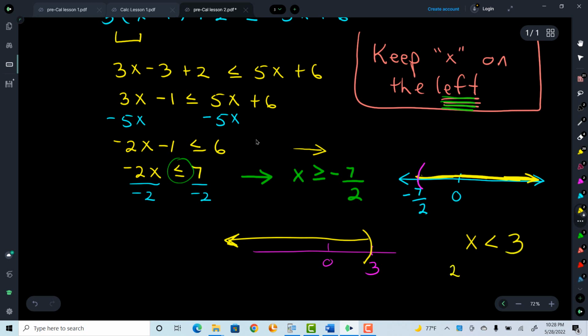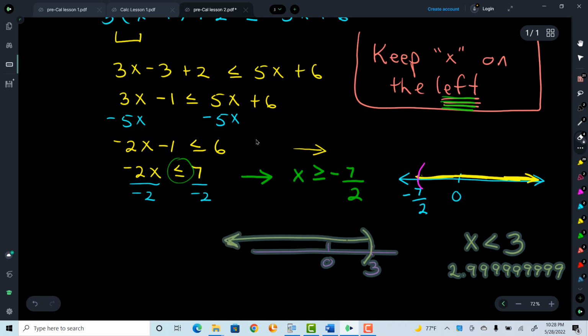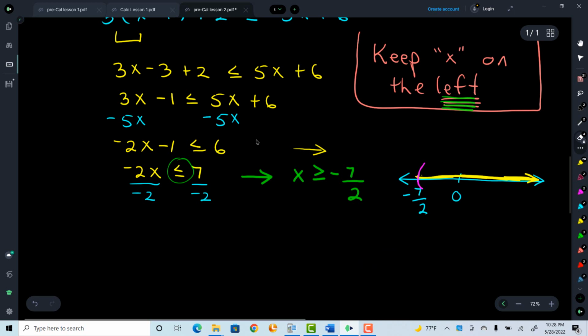So that means 2.999999999, right? Just keep going as close as you can possibly get, but not including. So the parenthesis means it does not include the number. The bracket means it does include the number. Okay, another way of representing this is using what we call interval notation.